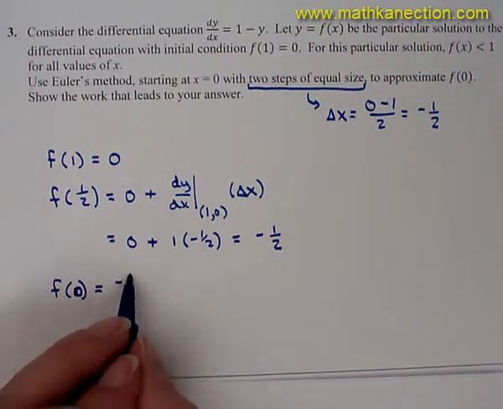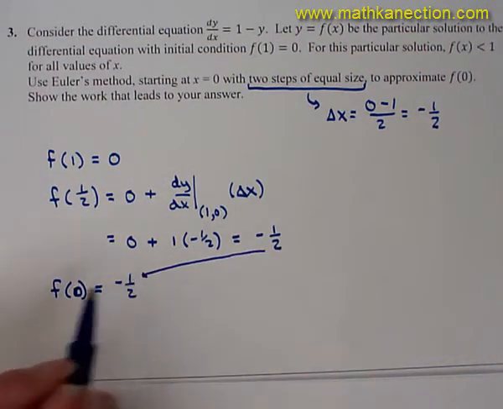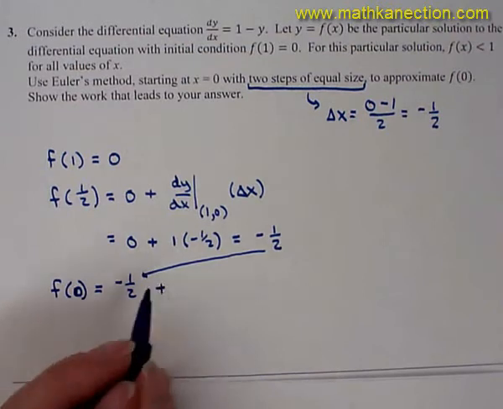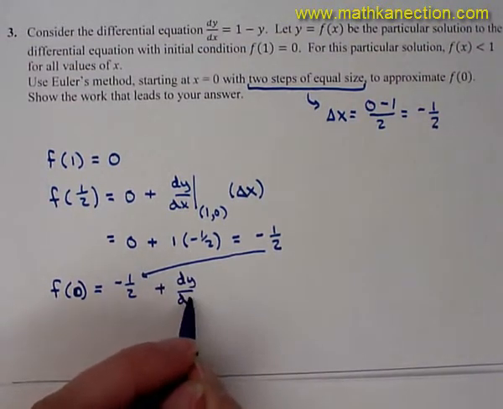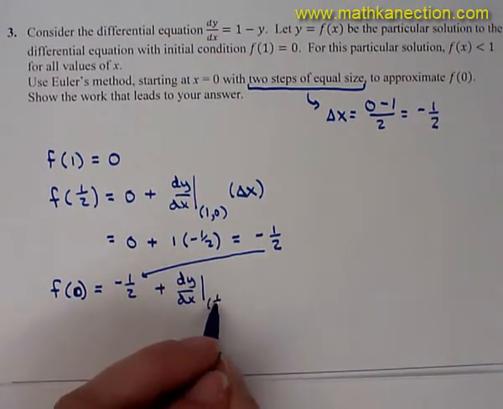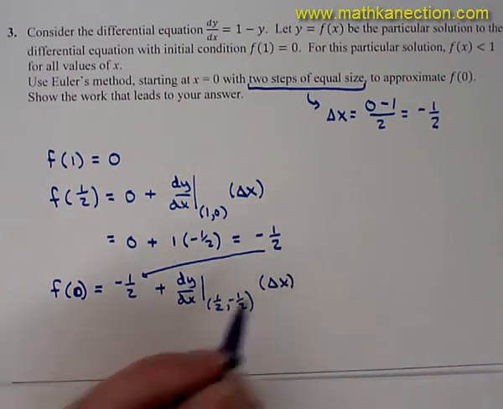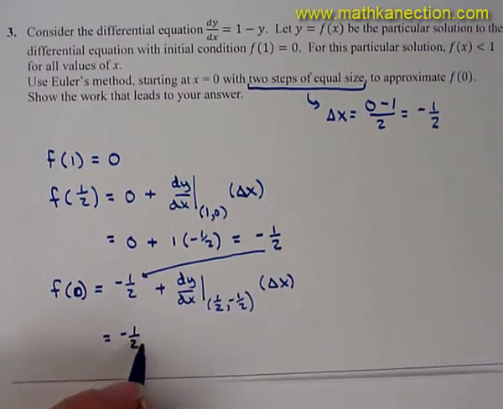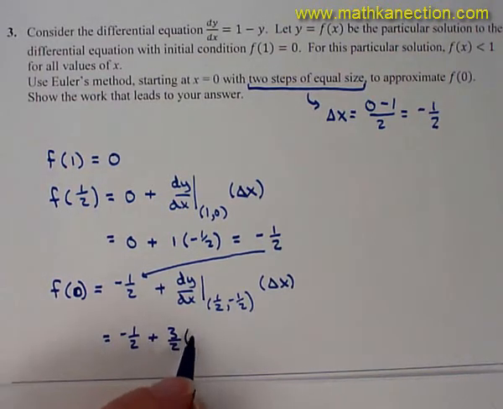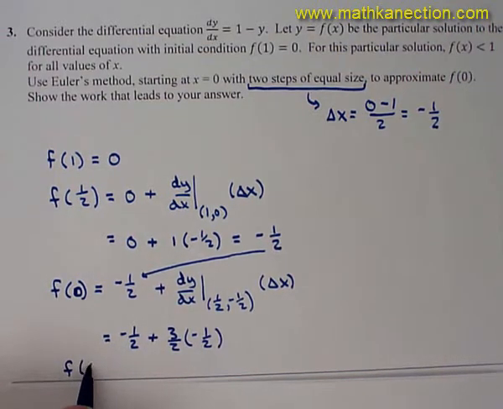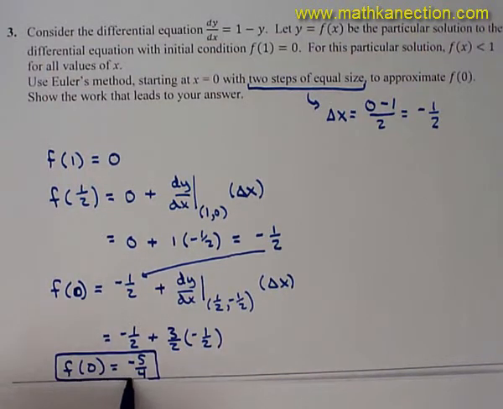Then f of 0 is -1/2, the y value from f of 1/2, plus the slope, the dy/dx, at the point (1/2, -1/2), multiplied by the delta x. So the y value of -1/2 plus the slope at (1/2, -1/2), which is 3/2, and then the delta x, which is -1/2. So f of 0 is equal to -5/4. So using Euler's method, the approximation for f of 0 is -5/4.